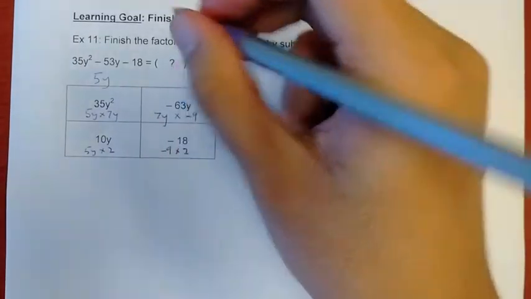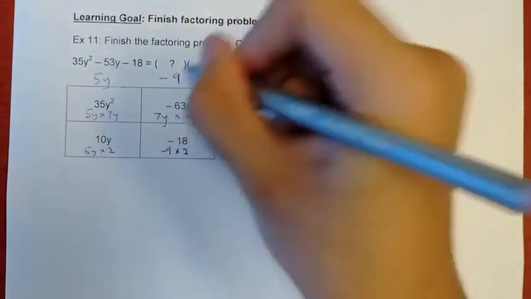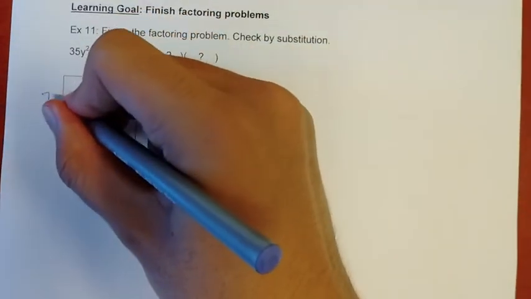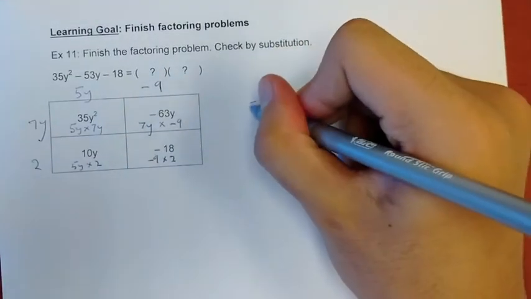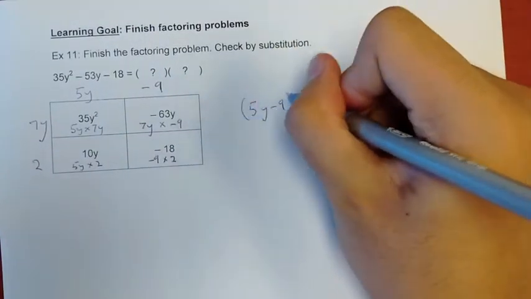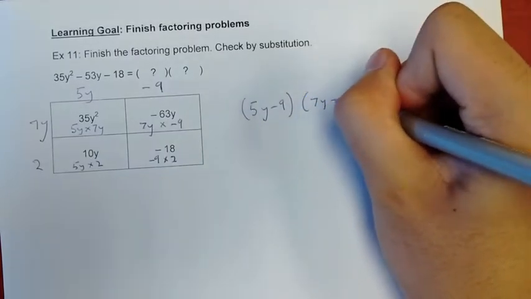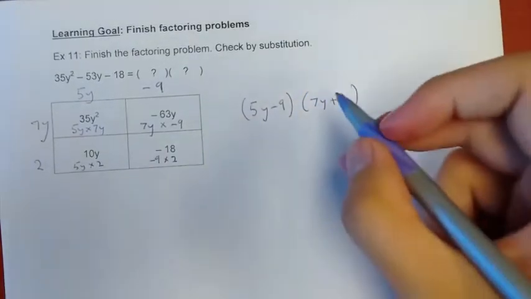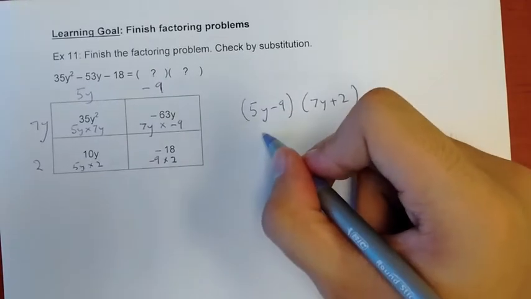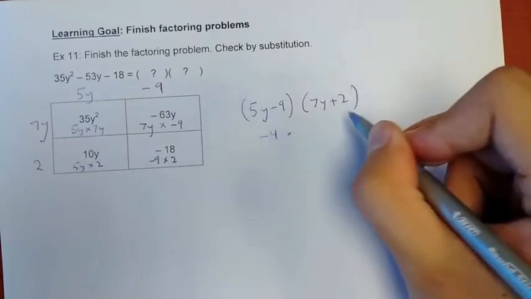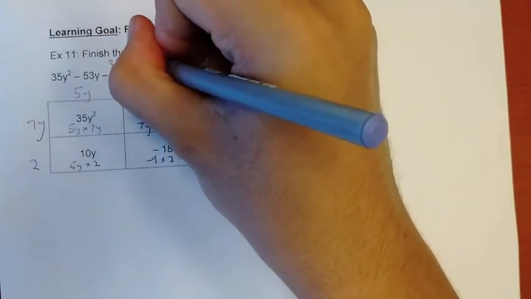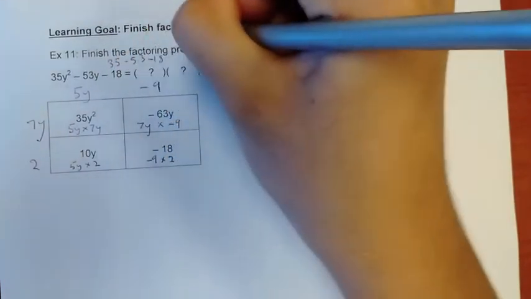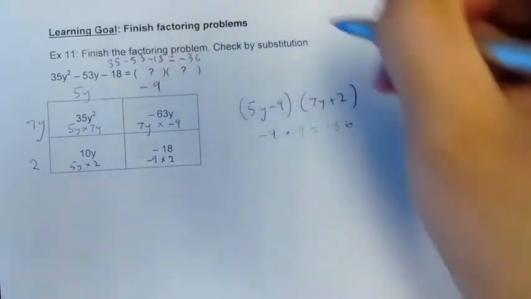And then writing our numbers up, we have a negative 9 up here, a 7y on the left, and a 2. So our final answer is going to be 5y minus 9 times 7y plus 2. And to check our work, substituting 1, we have 5 minus 9 is negative 4 times 7 plus 2 gives us 9, which is equal to negative 36. And 35 minus 53 minus 18 is going to give us negative 36.